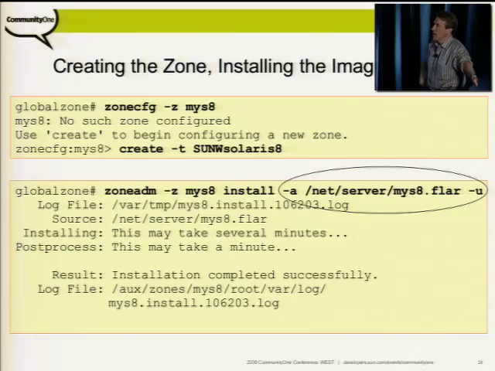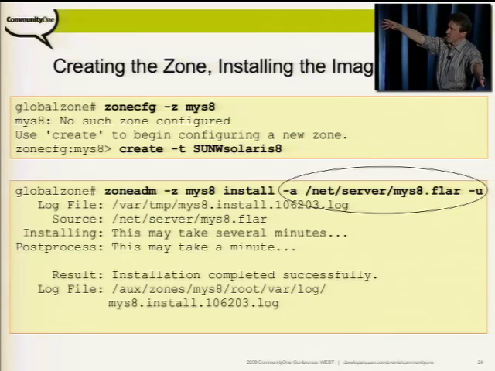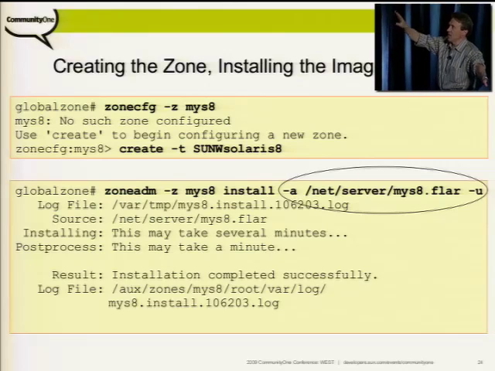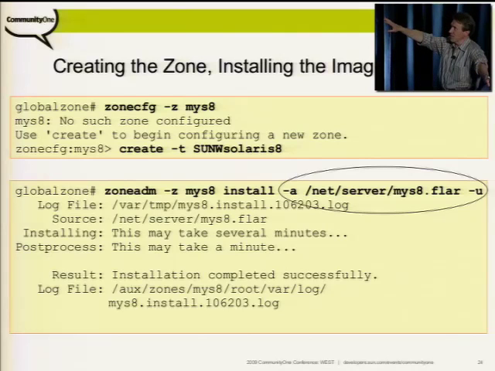And then to actually do the install, or the P2V, you just have an install option. You give it the path to the archive that you created of that system. That's the -a and the path there. And then the -u says I want to sys-unconfig it. You don't have to sys-unconfig it; you can preserve the system identity if you want. But that's the P2V that you're seeing right there: you're just installing that archive into a zone. It goes through, and now that zone is ready to boot.